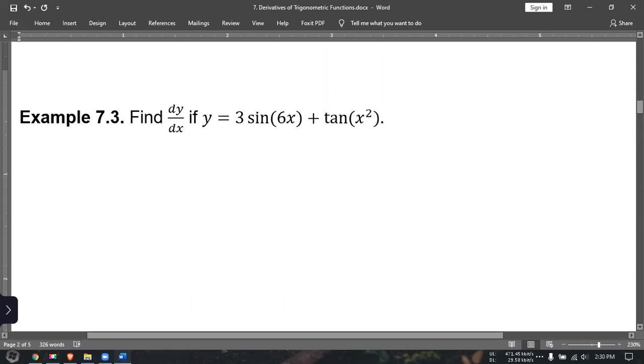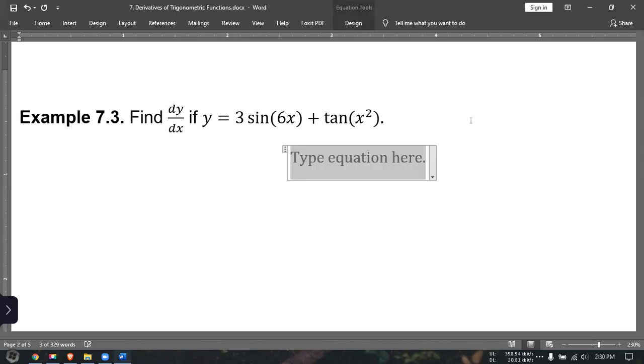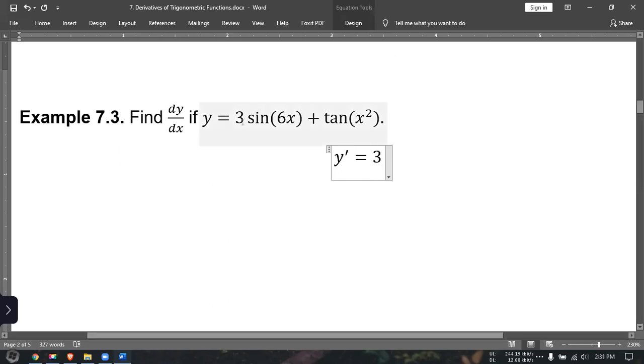Find the derivative of y with respect to x if y is equal to 3 sine 6x plus tangent x squared. The rules that we have to use are the constant multiple rule, the sum and difference rule, and the power rule. We have a constant multiple 3 here, so let's deal with 3 later after we simplify the derivatives of those functions.